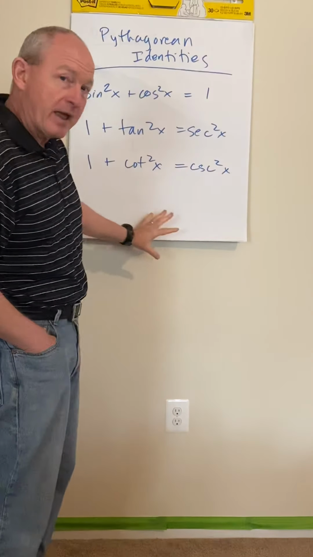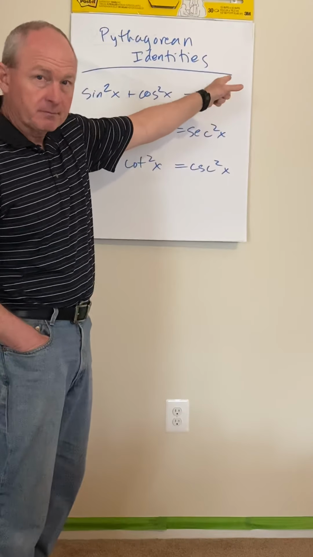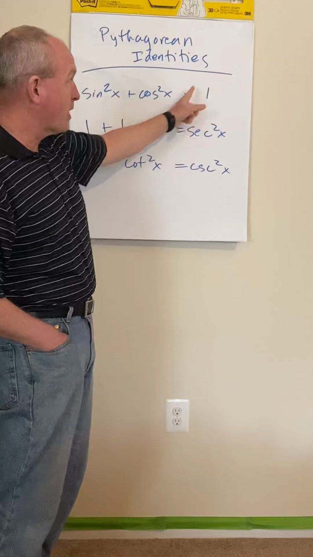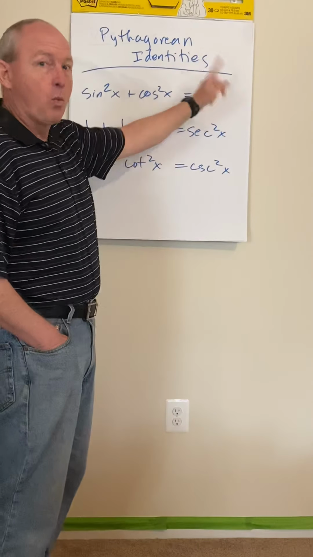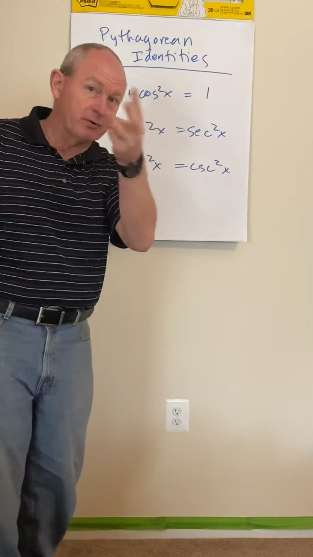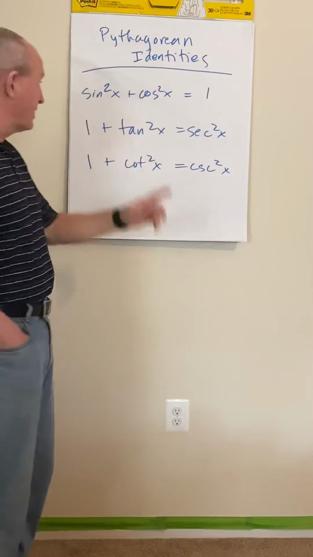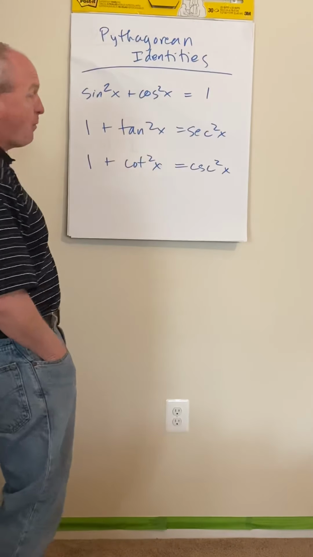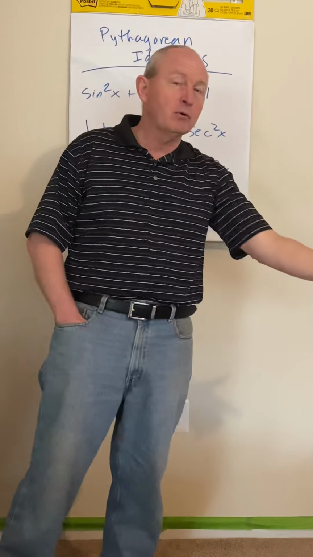And the three that we have to remember are sine squared plus cosine squared equals 1. And remember, from that one, you can say cosine squared equals 1 minus sine squared, or sine squared equals 1 minus cosine squared. So really, there's 3 in that one. And there's also 3 in each of these other two. But the other two are 1 plus tangent squared equals secant squared, and 1 plus cotangent squared equals cosecant squared. Those are helpful. They come up a lot right in the middle of a problem.